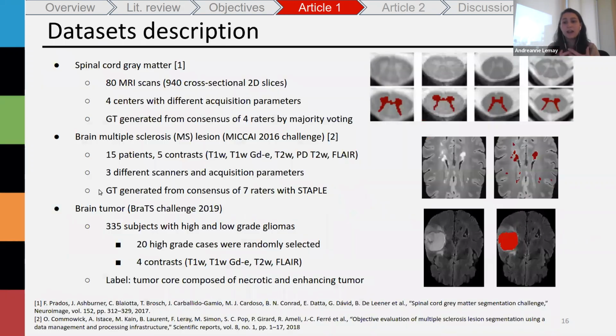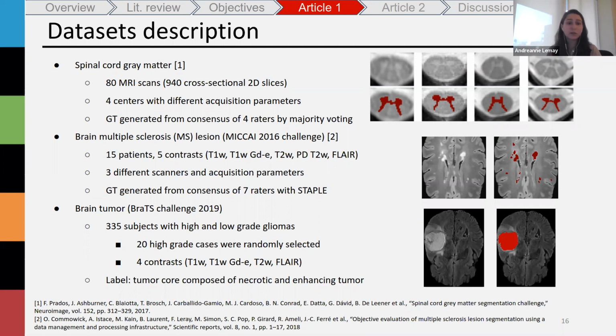So to evaluate our SoftSeg approach, we use 3 data sets. The first one is the spinal cord gray matter challenge, which is composed of 80 MRI scans from 80 different patients, and they were acquired from 4 different centers, and they all had different acquisition parameters.